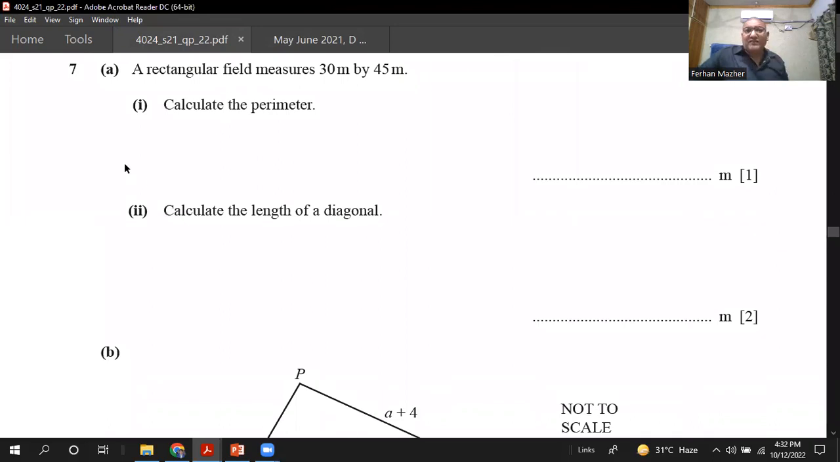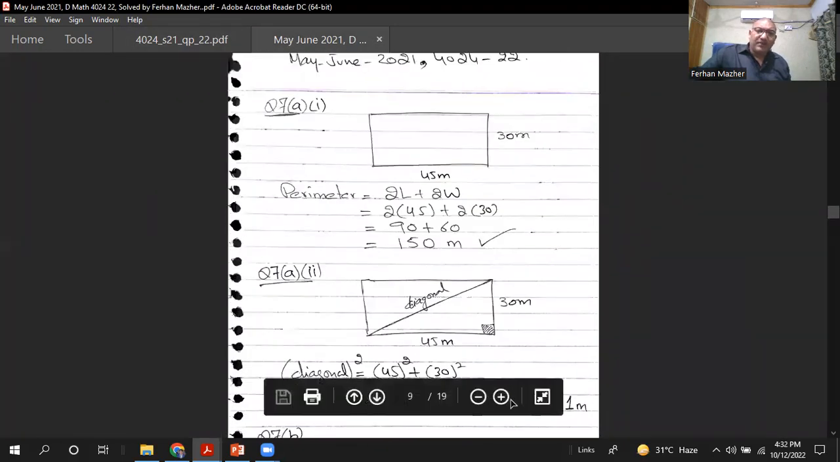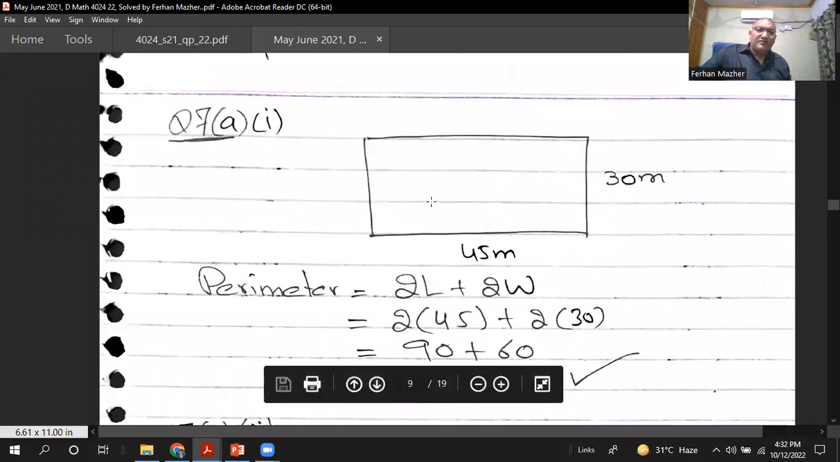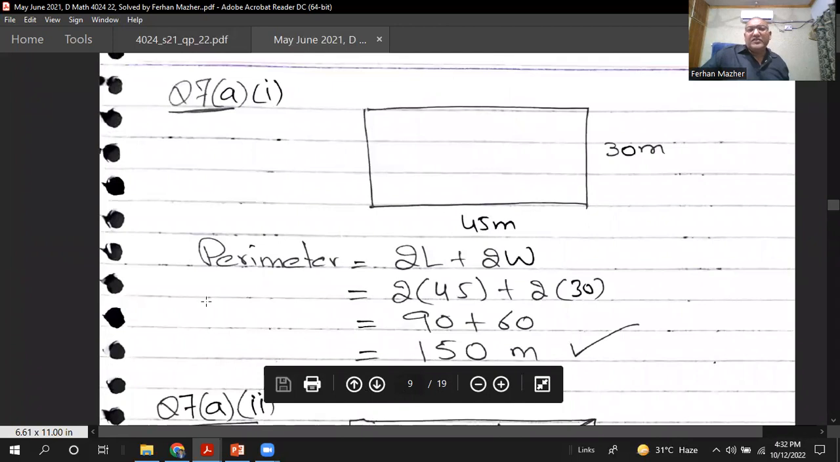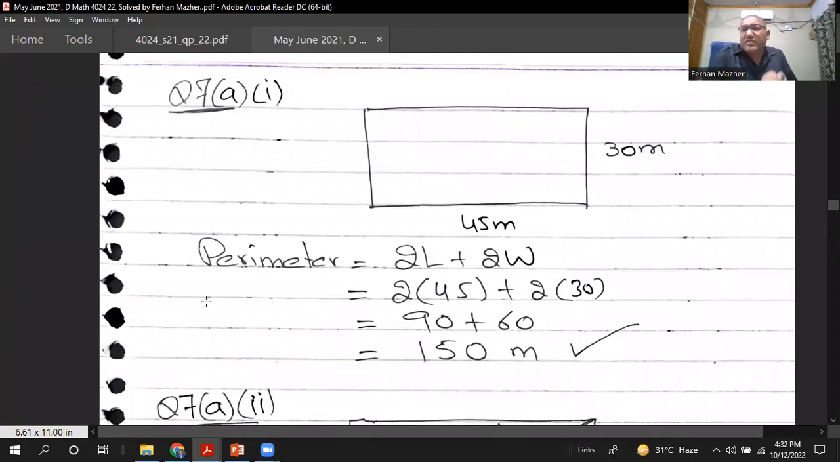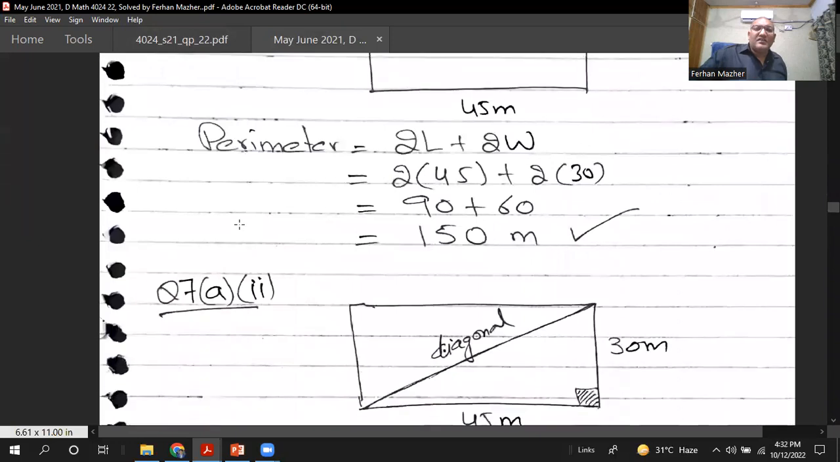It says a rectangular field measures 30 meter by 45 meter. Calculate the perimeter. So perimeter is 2 length plus 2 width. Simple. So it will be 2 multiply 45 plus 2 multiply 30, and that will be 150 meter. Very simple.